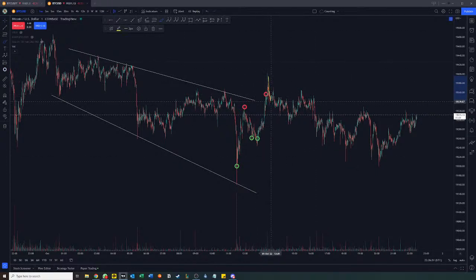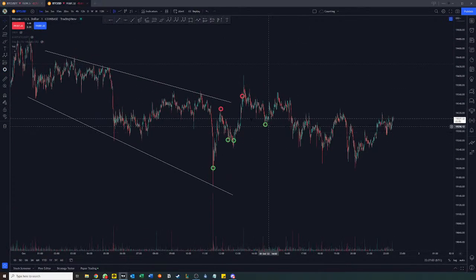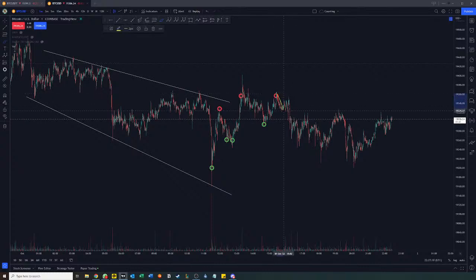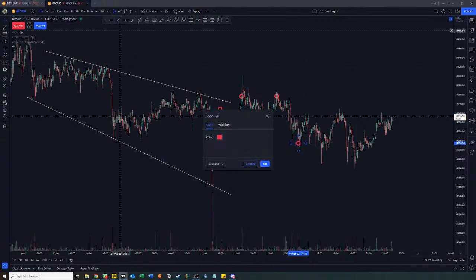Let's see, A, B, 1, 2, 3, 4, 5. So I took long exactly here, and then I see it was breaking. Maybe 1, 2, 3, 4, 5. So I took half of them out here, and I saw this C wave going down 1, 2, 3, 4, 5. So I took long again here.